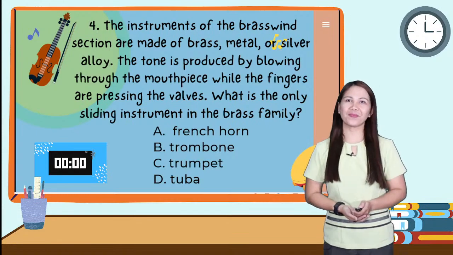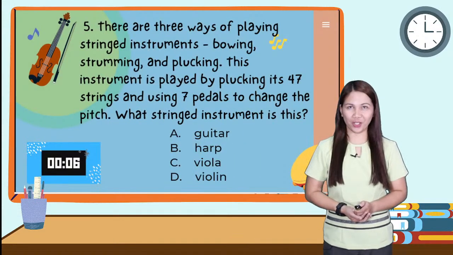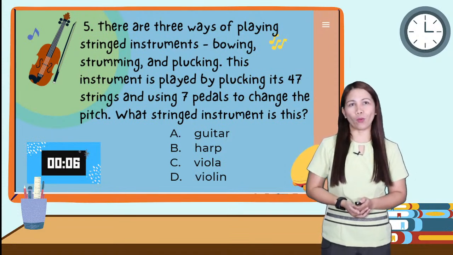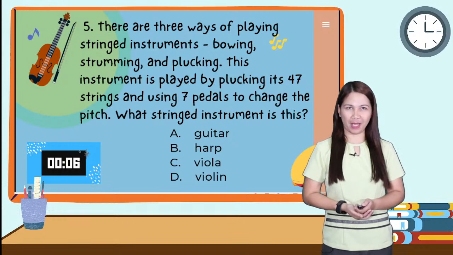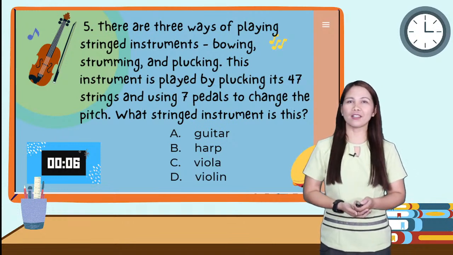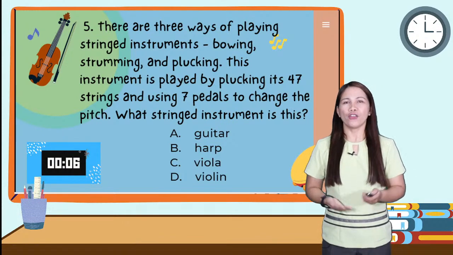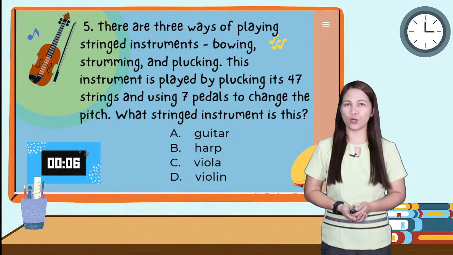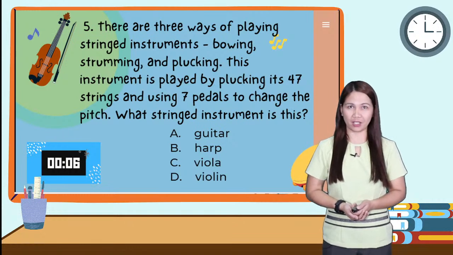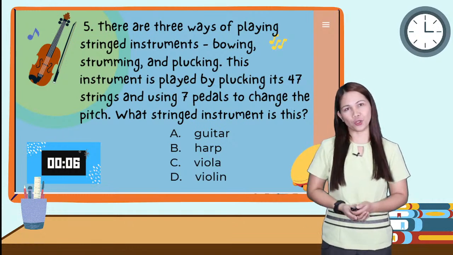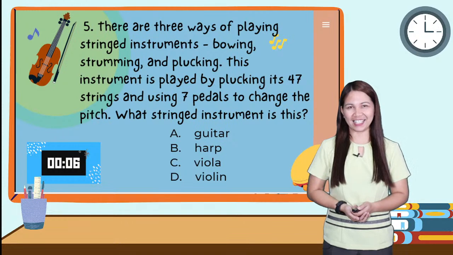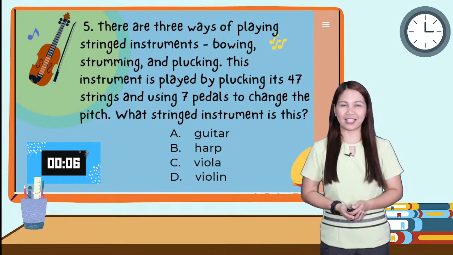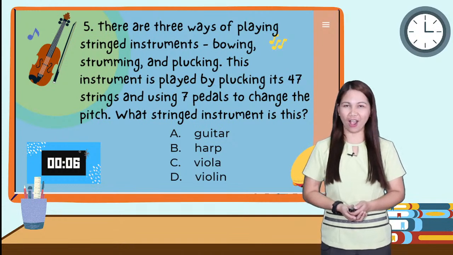Time is up. And for the last question for the pretest, we have number five. There are three ways of playing string instruments, like bowing, strumming, and plucking. This instrument is played by plucking its 47 strings and using 7 pedals to change the pitch. What string instrument is this? A. Guitar, B. Harp, C. Viola, and D. Violin.